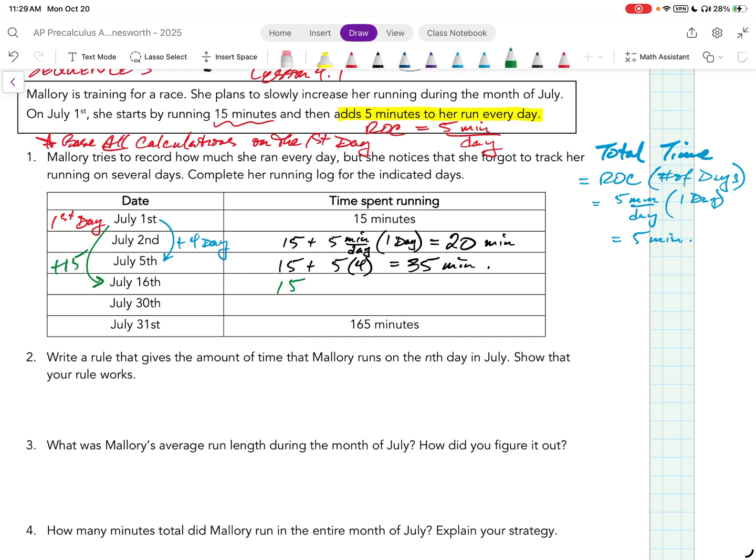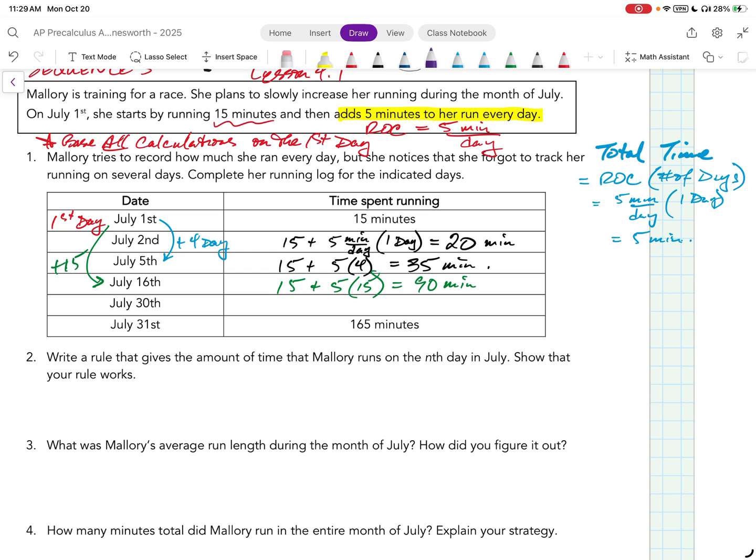So to calculate that, we're going to take 5 minutes per day times the number of days, which is 15. Okay, and then you multiply 5 times 15 is 75, plus 15, that's 90 minutes total on that particular day, July 16th. And then you keep on using the same strategy.